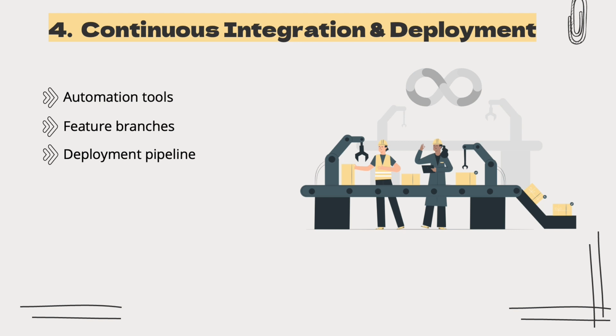The best practices involve using automation tools like Jenkins to build, test, and deploy software changes automatically, saving the time and effort of the team. Second, make use of feature branches to isolate changes and reduce the risk of conflicts. Third, use a deployment pipeline that includes multiple stages such as development, testing, and production to ensure that the changes are tested thoroughly before being deployed to production.